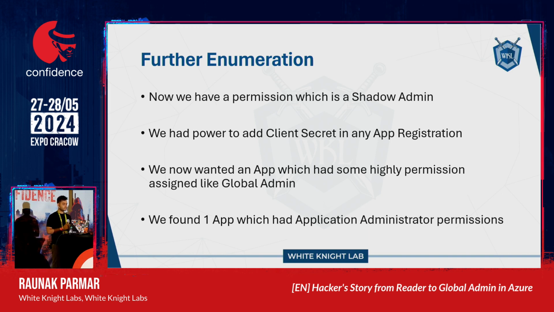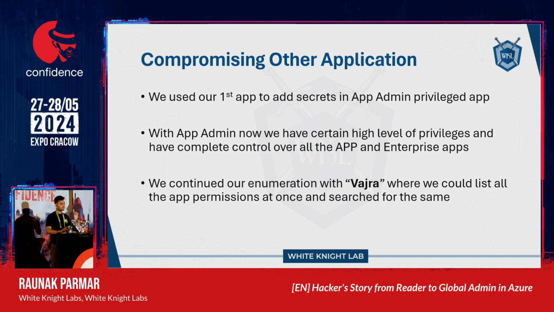So we used that app, added some more client secrets, and got access, and we could compromise any other apps. The main goal was to find an app with higher privileges, like global admin or something else, but we didn't find any app with the same privileges. We did find one app which had application admin permissions. So by using our first app, which we found in the logic app, we added a client secret in another application and compromised that app.